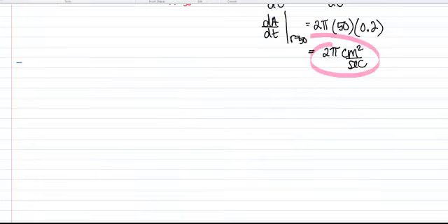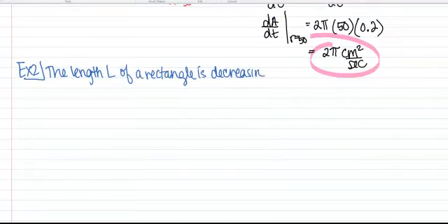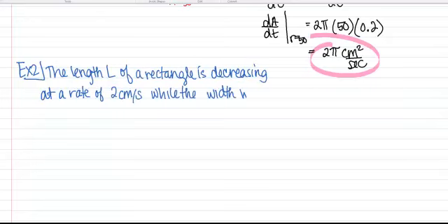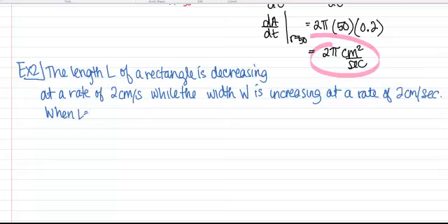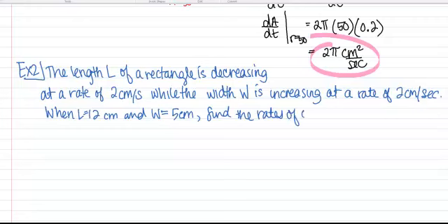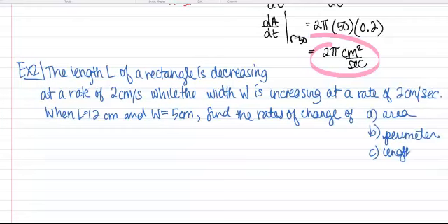So let's try another example. The length L of a rectangle is decreasing at a rate of 2 centimeters per second, while the width W is increasing at a rate of 2 centimeters per second also. When L is 12 centimeters and W is 5 centimeters, find the rates of change of the area, the perimeter, and then the length of the diagonal of the rectangle.